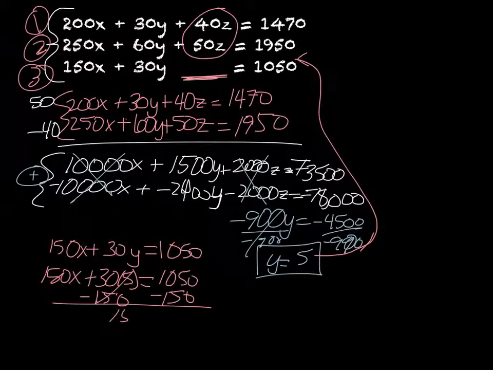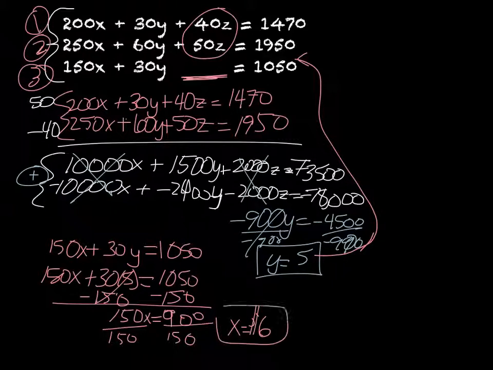And I get 150x equals 1050 minus 150 is 900. And then we divide by 150. So x equals $6. So those would be our orchestra seats.